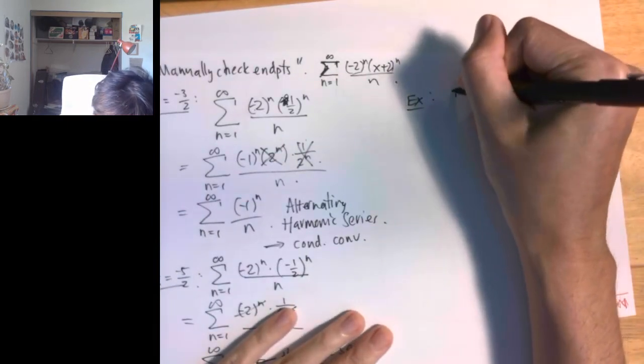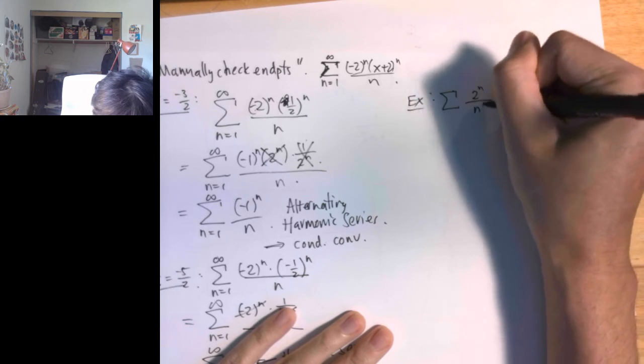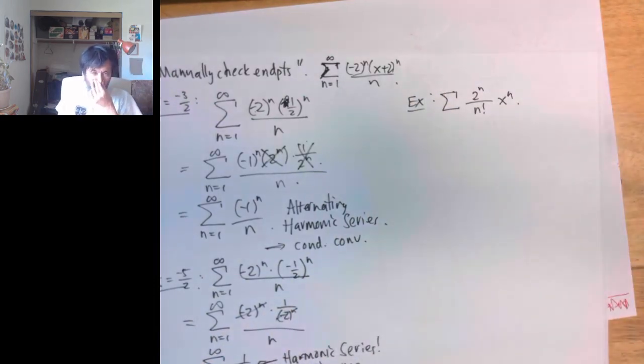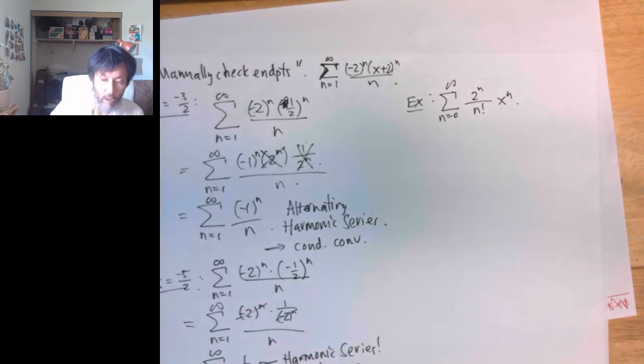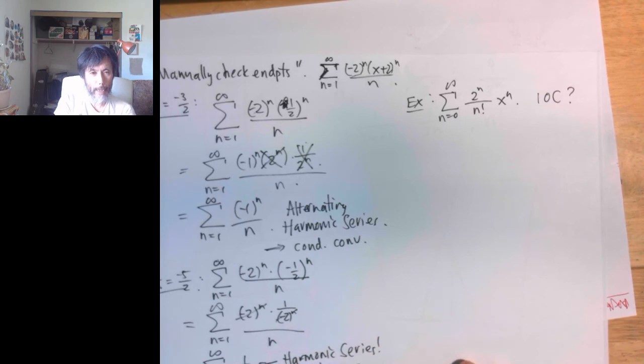Let's think about the power series, sum of 2 to the n over n factorial. So here's the power series. We'll start it at 0 and run it out to infinity. And what I want is the IOC.